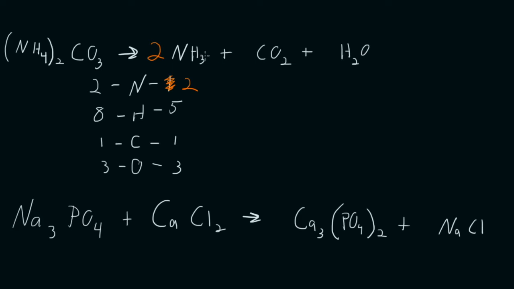And now I need to add up my hydrogens. So I've still got 2 from this water molecule right here. I've got these 2 hydrogens. I've got 3 from each ammonia, so 3 times 2 is 6, plus 2 gets me 8. And oh, look at that, balanced. So it looked hard at first, but really balanced quite nicely.